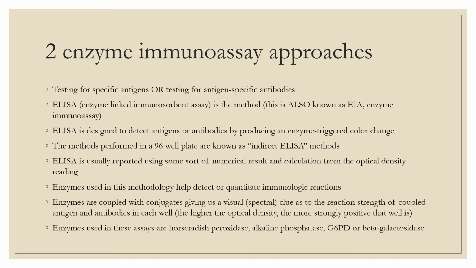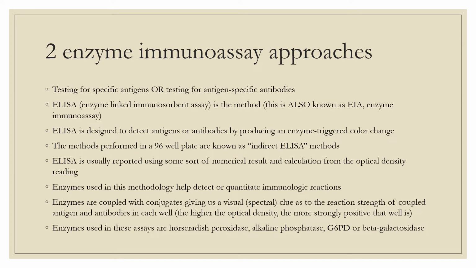There are 2 enzyme immunoassay approaches when we are looking for a disease, okay? We have testing for specific antigens or testing for antigen-specific antibodies. So we can look for antigens in the patient's serum or blood, or we can look for antibodies in the patient's serum, okay? ELISA, or enzyme-linked immunosorbent assay, is the method, and this is also known as EIA, or enzyme immunoassay. ELISA is designed to detect antigens or antibodies by producing an enzyme-triggered color change.